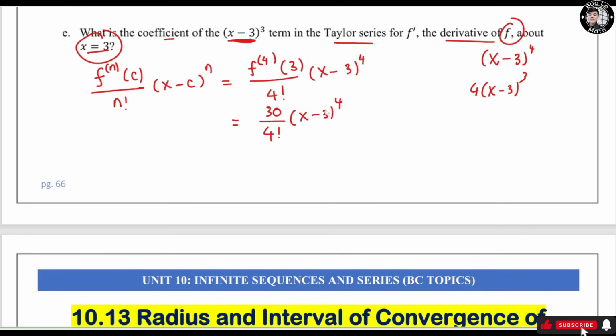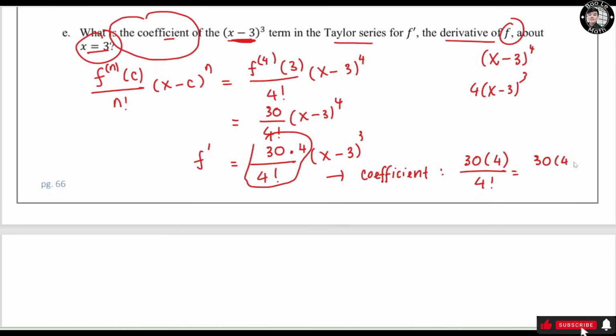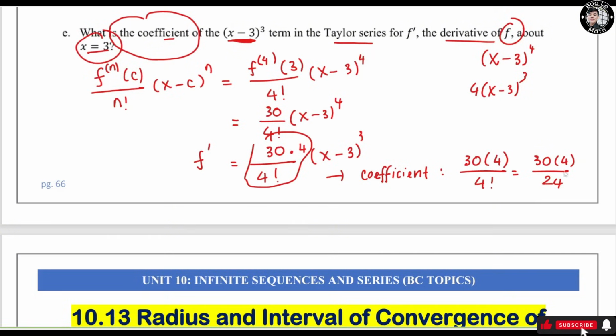Now I need to take the derivative of this one, right? So I have f prime equals, bring 4 to the front, so it will be 30 over 4 factorial times 4 times s minus 3 raised to the 3rd, right? Now the question asks you to find the coefficient only, so you only worry about this, right? So the coefficient is going to be 30 times 4 over 24, right? Now 4 and 24 cancel out, so 30 over 6 is going to be 5. That is the final answer.